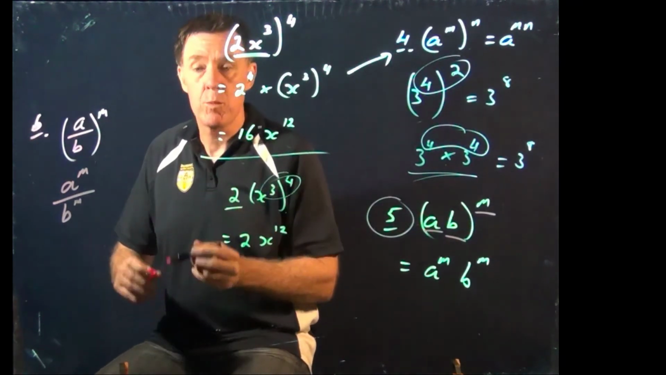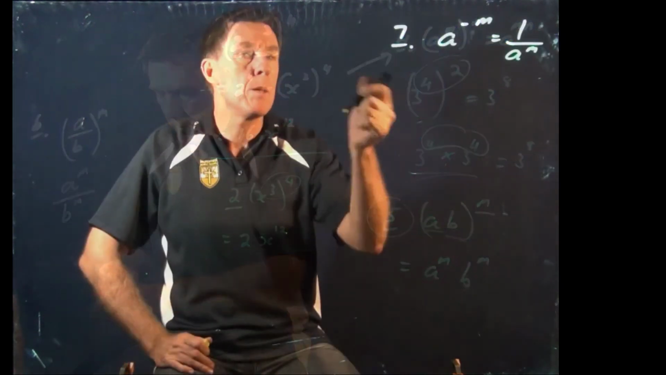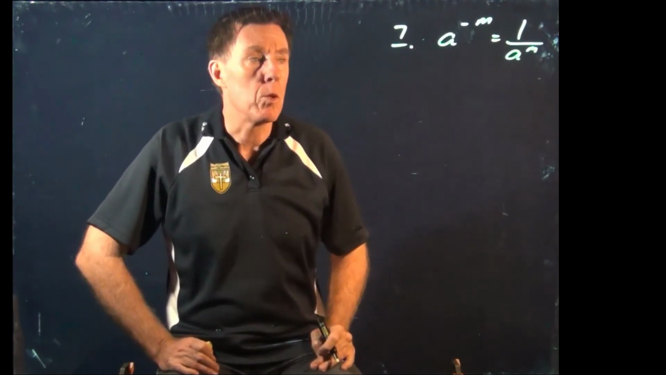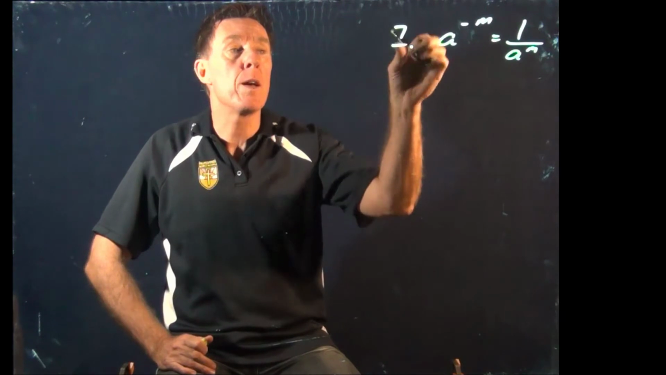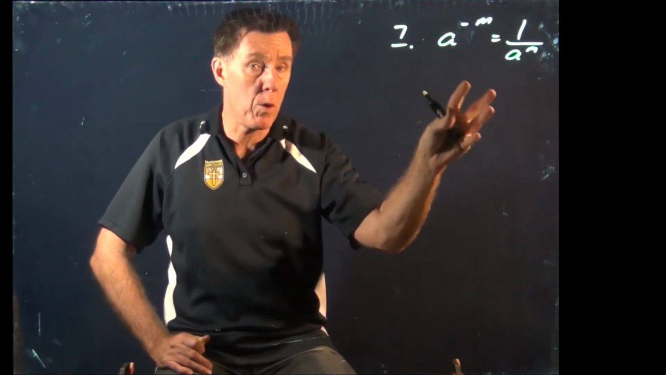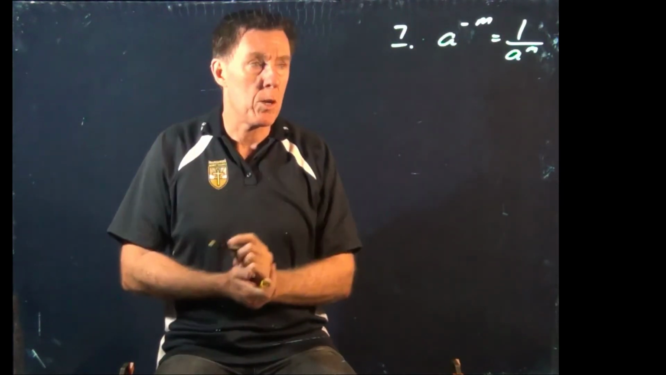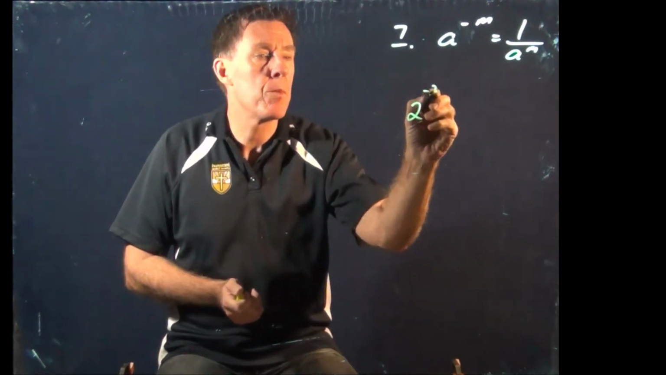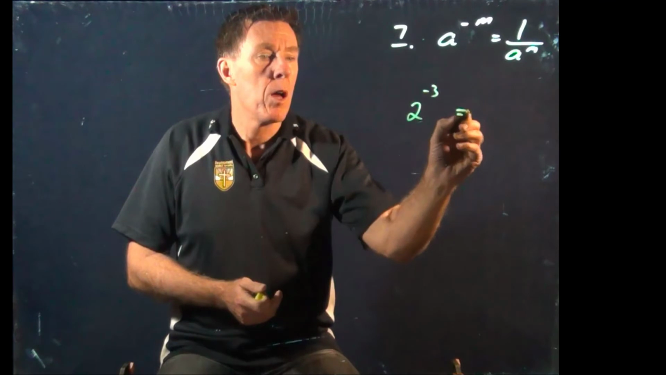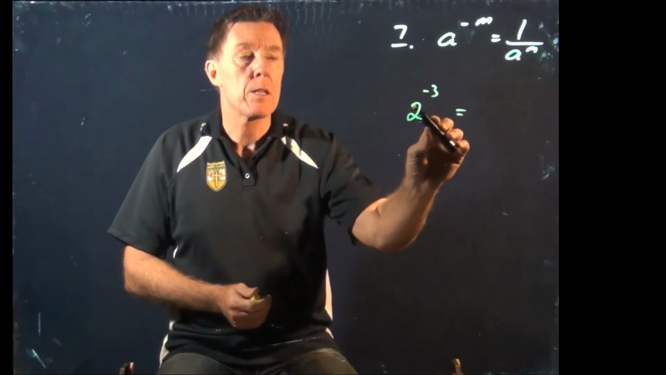And then last rule, number 7 coming up. Number 7, the negative index law. So if you ever have a power with a negative index, you can move that negative index to the bottom line, make it a positive index. So what do I mean by that? Let's say I look at 2 to the power of negative 3. It has a negative index.